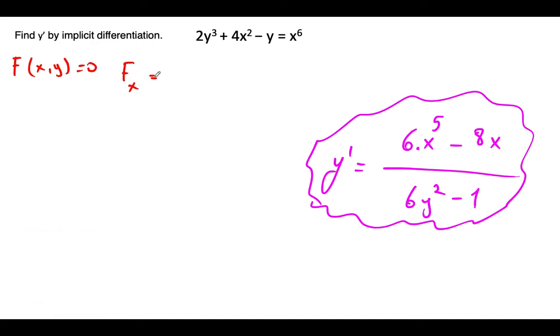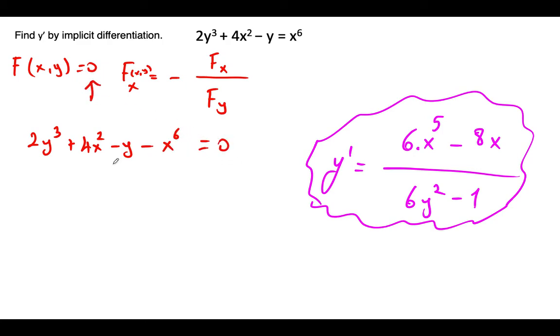So if I want to find fx, which is the derivative with respect to x, this is equal to negative derivative with respect to x over derivative with respect to y. This is x comma y. Okay? So first of all, let me rewrite my question. 2y cubed plus 4x squared minus y minus x to 6 is equal to 0, since the right hand side is 0. And then by using the formula, the implicit differentiation with respect to x is negative.